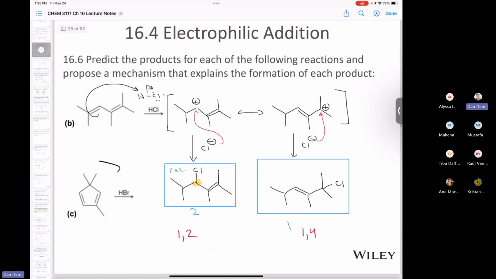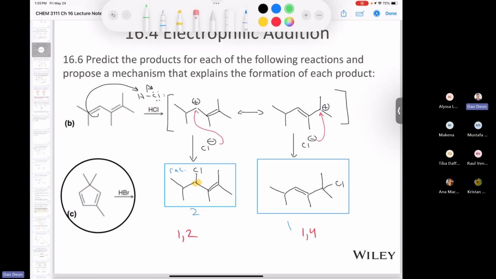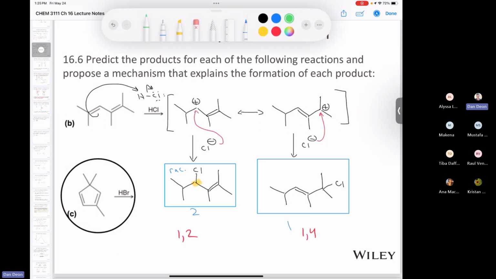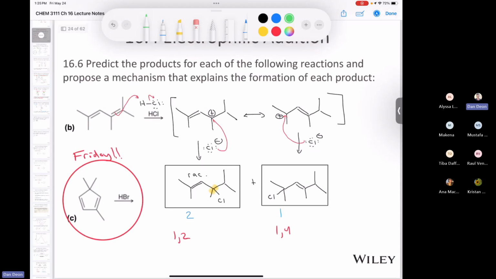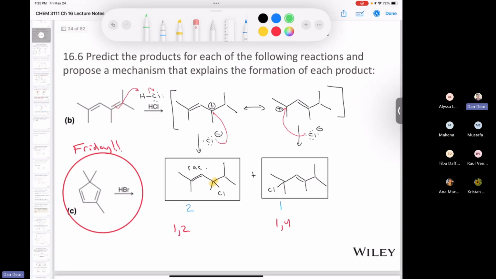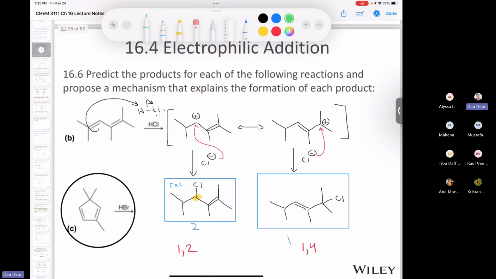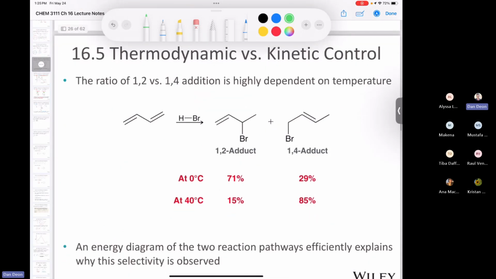So this is the question that we just solved. It's 16.6c. So we've completed 16.6b. You see, we did the first part here on Wednesday, and then we did the second part here. So now we're still in the same chapter. We're still in 16.5, but now we're going to talk about that 1,2 adduct and that 1,4 adduct, or the product of 1,2 addition and 1,4 addition.